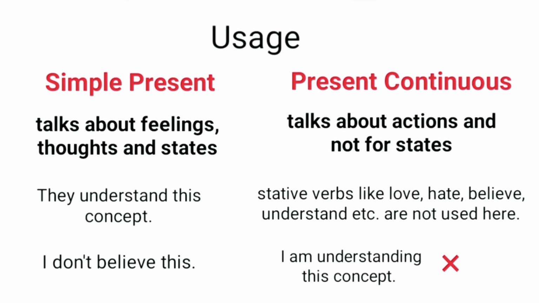For example, look at the use of "understand" in both of these tenses. "They understand this concept" in simple present is correct. But "I am understanding this concept" is a wrong sentence because we can't use "understand" in present continuous tense. Similarly, "I don't believe this" is correct in simple present tense, but we can't use "believe" in present continuous form.